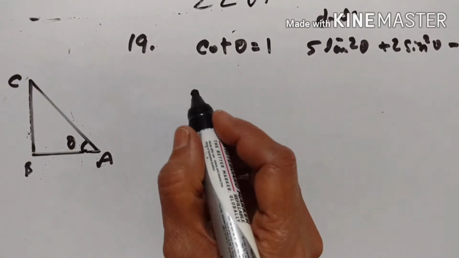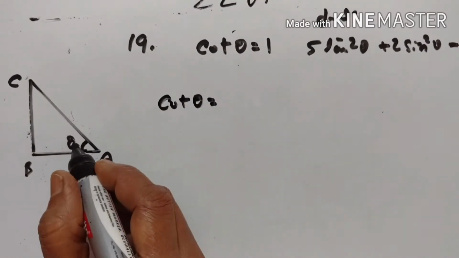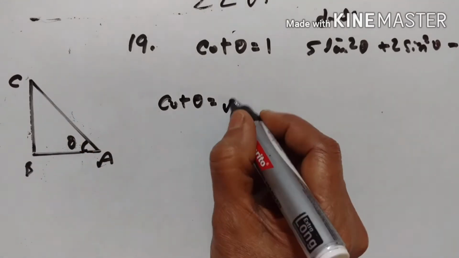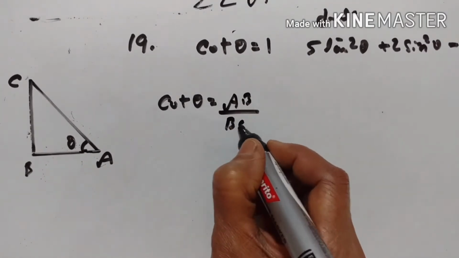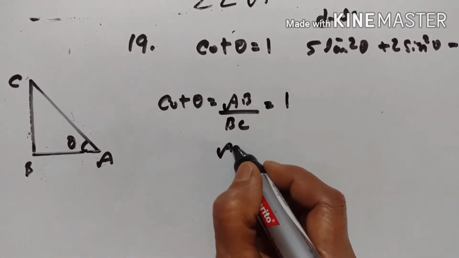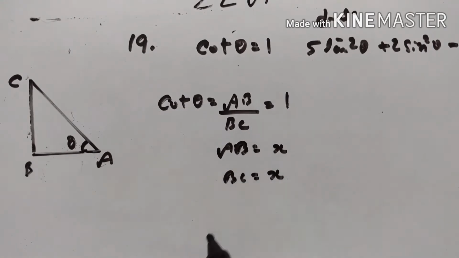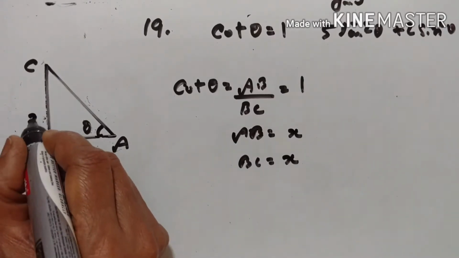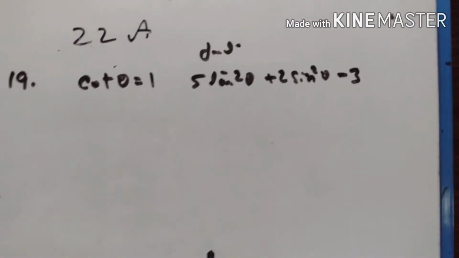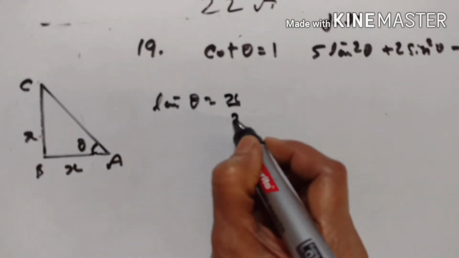19th problem: cot theta is equal to 1. So cot theta is equal to base upon opposite, AB upon BC, is equal to 1. Therefore, let AB is equal to x and BC is equal to x. Let us find tan theta and sin theta. Tan theta is equal to opposite upon base, x upon x, is equal to 1.